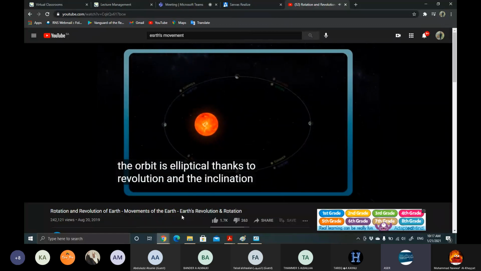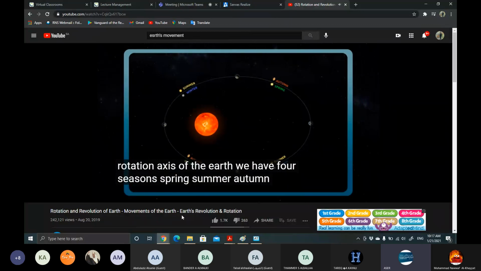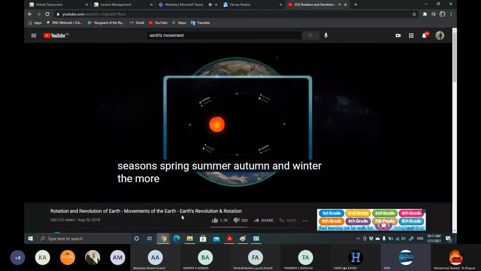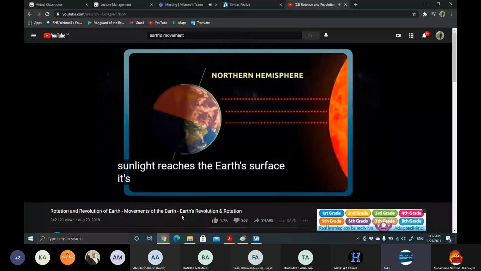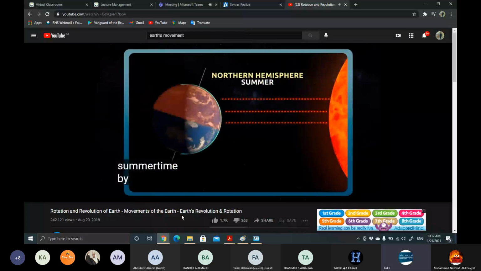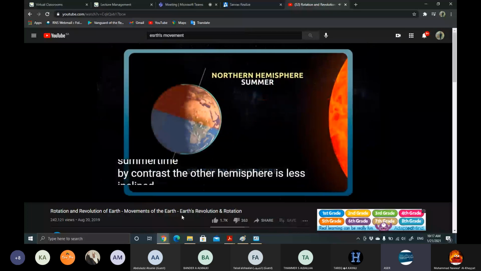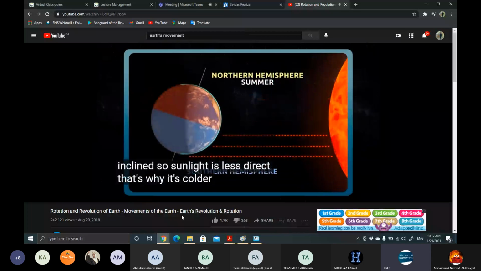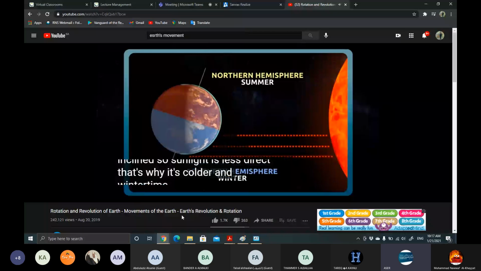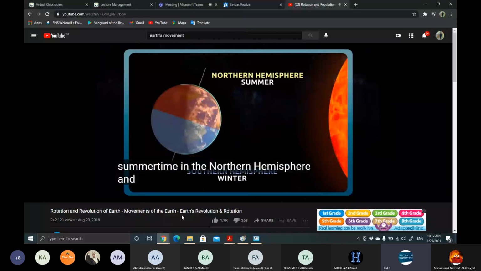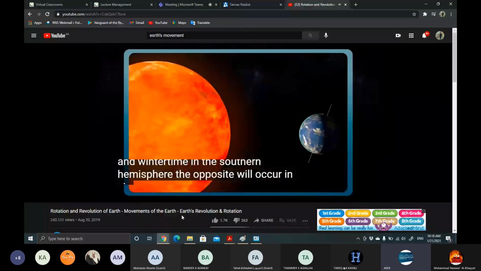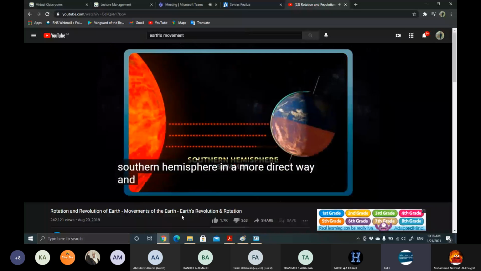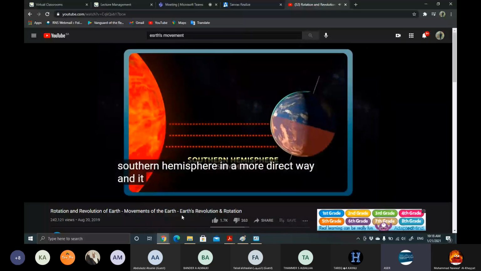Thanks to revolution and the inclination of the rotation axis of the Earth, we have 4 seasons: spring, summer, autumn, and winter. The more the hemispheres incline towards the Sun, the more directly the sunlight reaches the Earth's surface. It's warmer, and that's why it's summertime. By contrast, the other hemisphere is less inclined, so sunlight is less direct. That's why it's colder, and it's wintertime. Here, we can see that it's summertime in the northern hemisphere and wintertime in the southern hemisphere. The opposite will occur in 6 months. Sunlight will reach the southern hemisphere in a more direct way, and it will be summer, while in the northern hemisphere, it will be winter.